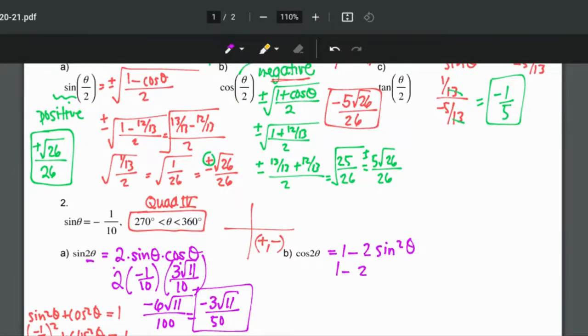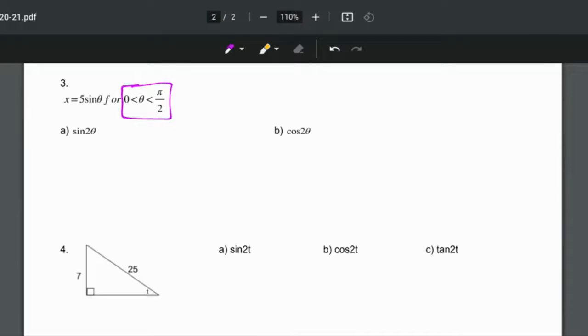So we have sine to be negative 1/10, and we need to square that, so that would give us 1 over 100. We need to multiply that by 2, so that would give us 2 over 100 or 1 over 50, and so 50 over 50 minus 1 over 50 would be 49 over 50. And you can verify that if you had used either of the two other identities, you would get exactly the same answer.